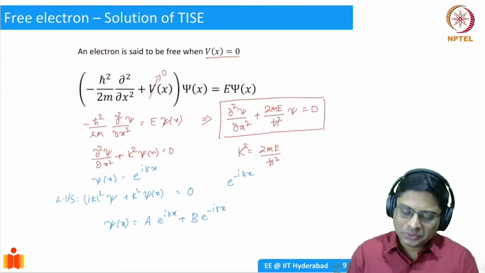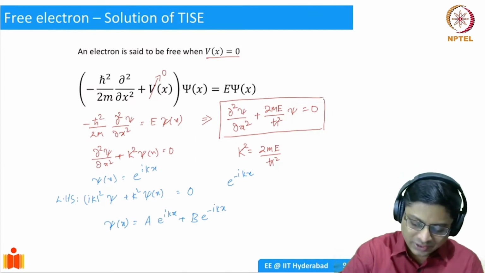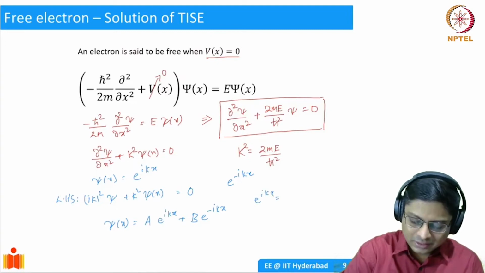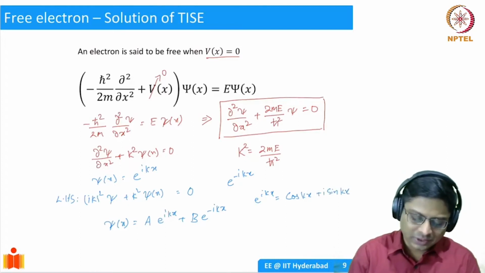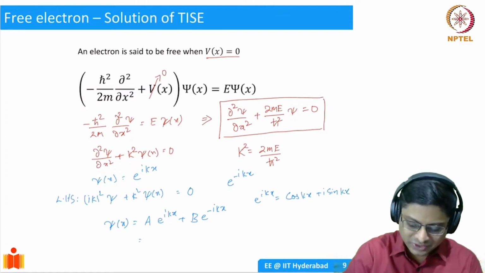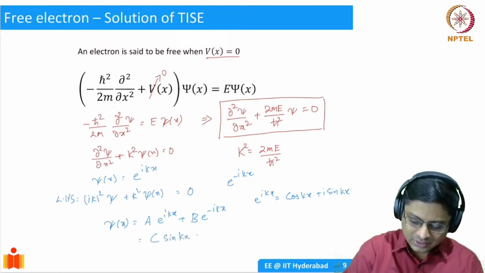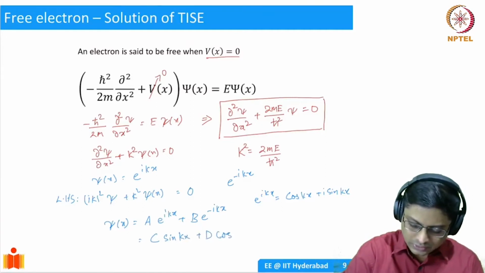I mean, we could also try to write it in a slightly different form, because we know from trigonometry that exponential ikx is simply cos kx plus i sin kx. And similarly, exponential minus ikx also we know what it is. So you could write it in another form. I'll redefine the coefficients. I'll say C sin kx plus D cos kx. So this is also a solution.